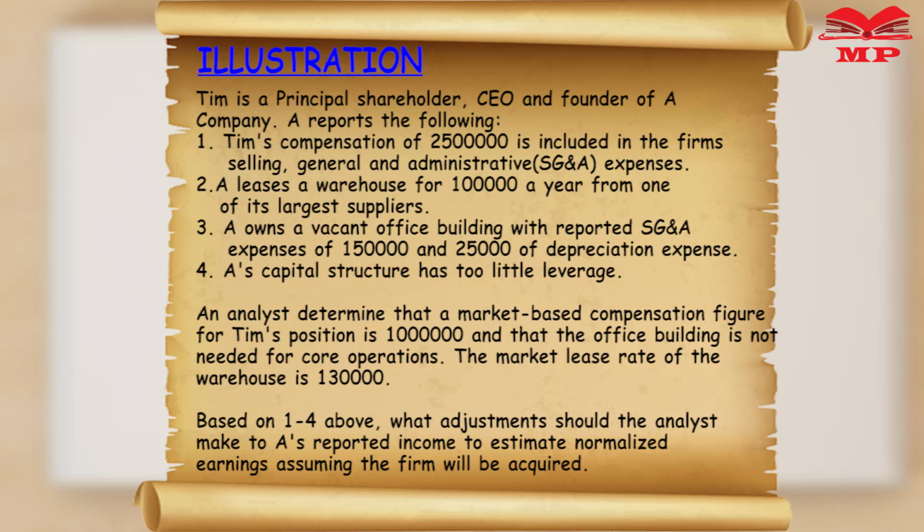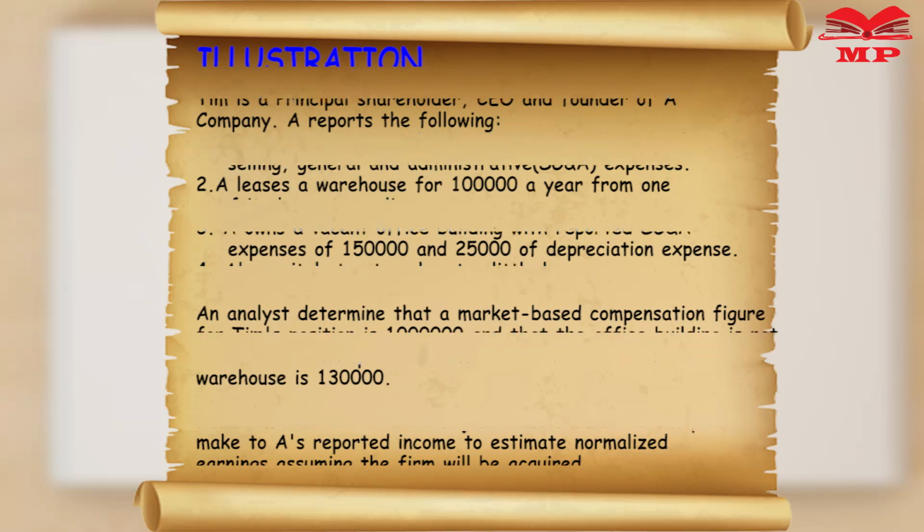An analyst determines that the market-based compensation figure for Tim's position is 1 million, and that the office building is not needed for core operations. The market lease rate for the warehouse is 130,000. Based on 1 to 4 above, what adjustments should the analyst make to A's reported income to estimate normalized earnings, assuming the firm will be acquired?